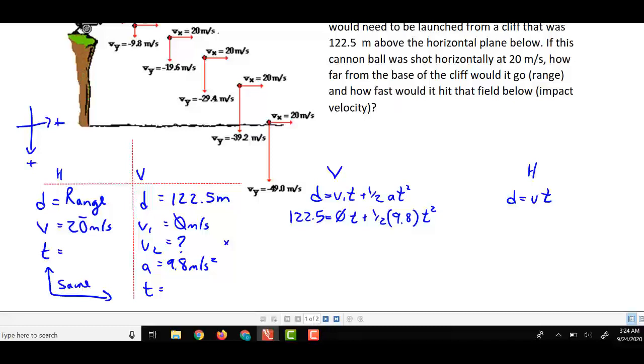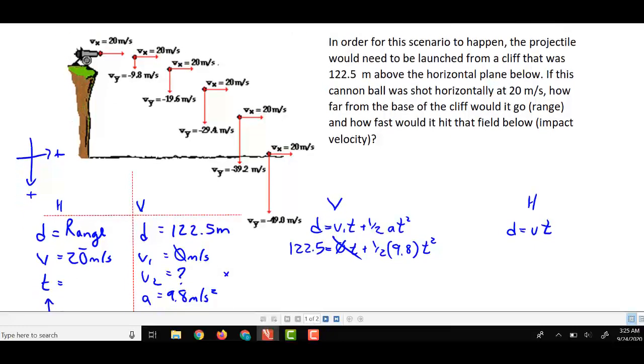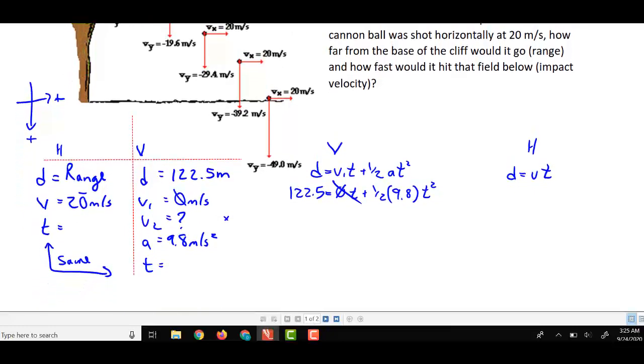When we start launching things vertically, or at least at an angle, it's going to be a bit more complicated because our V1 won't be 0, and this could result in a quadratic. And depending on your level of comfort with mathematics, you may want to use an alternate equation to get around this. But for now, this one's tidy because 0 times anything is itself. So we're left with 122.5 is equal to 4.9 t squared.